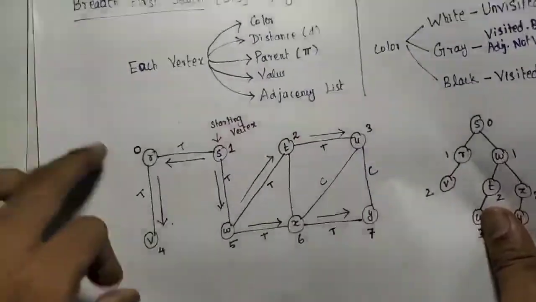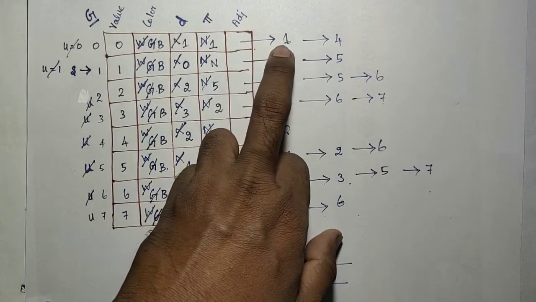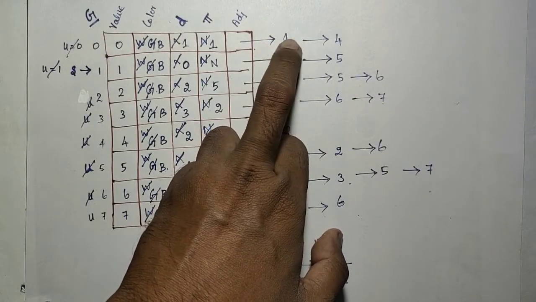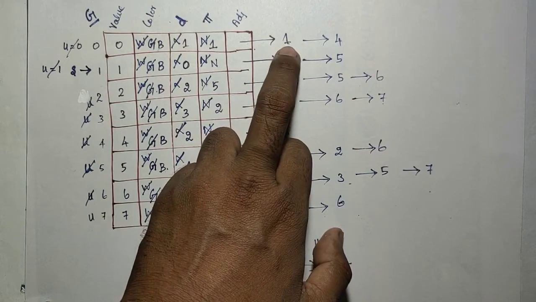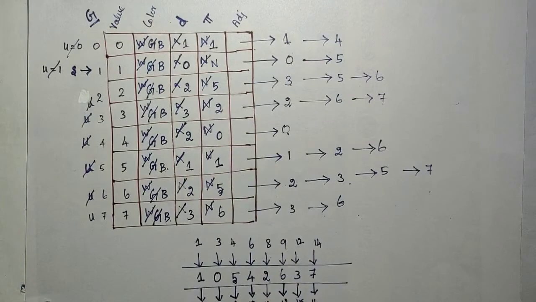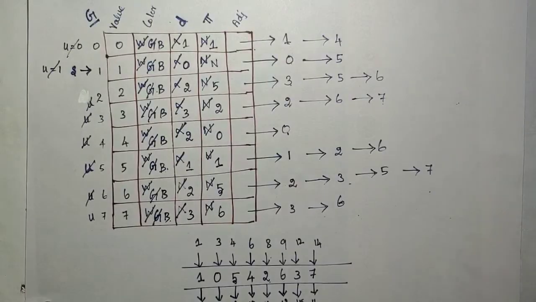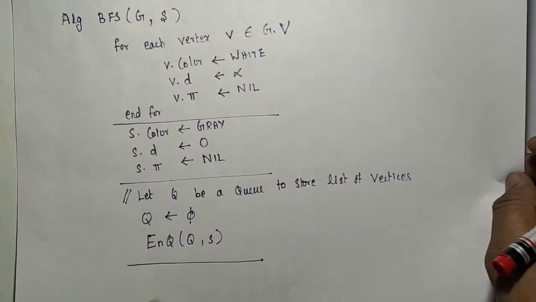Instead of writing the names like R, S, just write the index. For the adjacent nodes as well, instead of storing the value, just refer to the index. For the 0th node, the adjacent nodes are 1 and 4; you refer to them like that. Draw the adjacency like this, and then apply this algorithm, which has only simple steps.